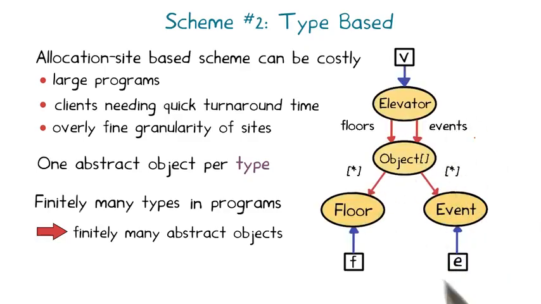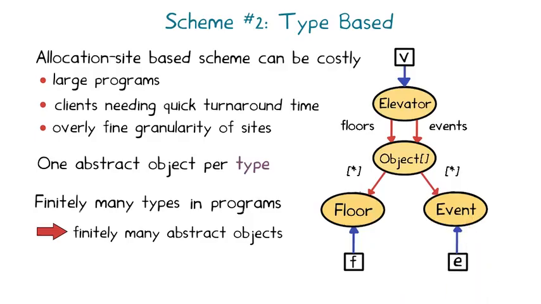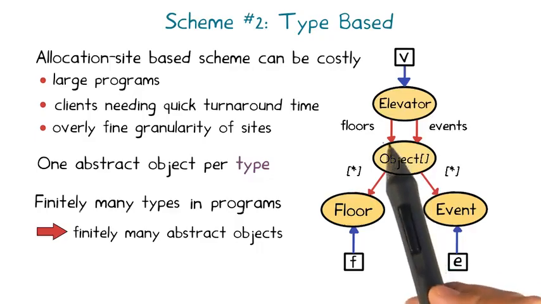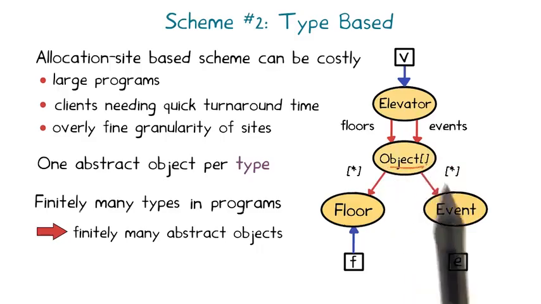Here is the points-to graph that would be computed for our example elevator program by a pointer analysis using the type-based scheme. Notice that each of the 4 ovals corresponds to a separate type in that program, which is indicated inside the oval. In particular, notice that the 2 separate ovals that were created for the arrays of floors and events are now conflated into one, as both have the same type, an array of objects.